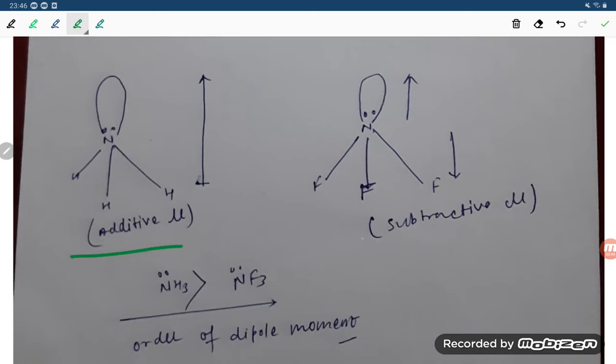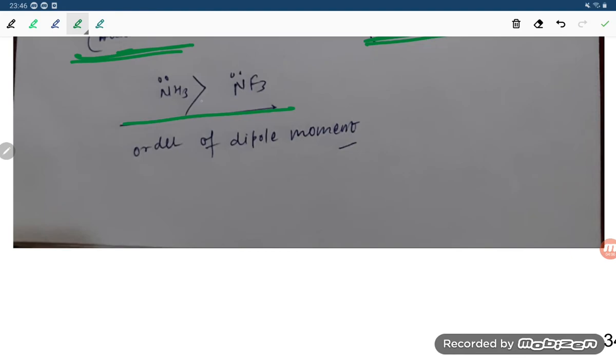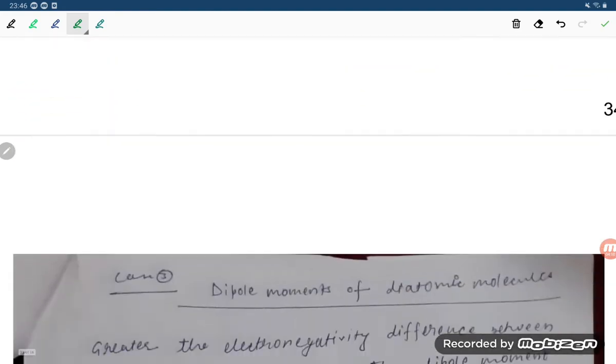Similarly, NH3 is there, and NF3. In NF3 you see, the lone pair is in this direction and the bond pair in this direction. So this is subtractive, and that is additive. Same direction means additive, and different directions means subtractive. So the order of dipole moment is NH3 greater than NF3.